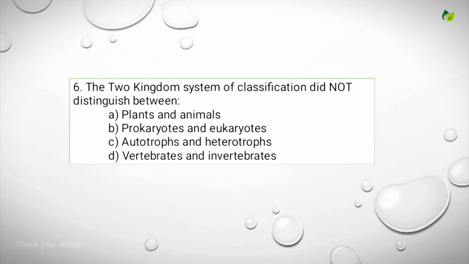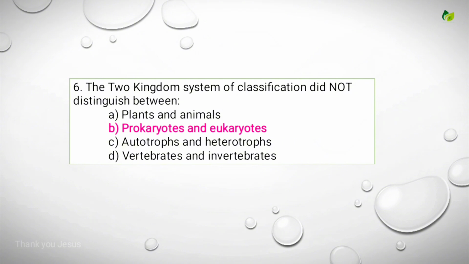The two kingdom system of classification did not distinguish between. Options are plants and animals, prokaryotes and eukaryotes, autotrophs and heterotrophs, vertebrates and invertebrates. For this, the correct answer is prokaryotes and eukaryotes.